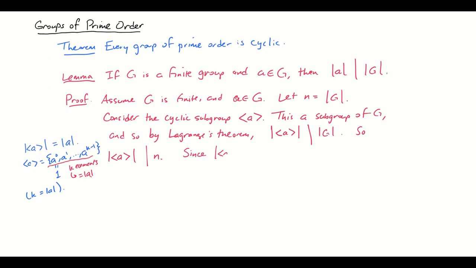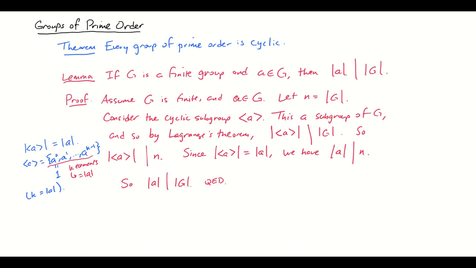Since the order of the cyclic subgroup generated by A is the same as the order of A itself, we have that the order of A divides N. So that means the order of A divides the order of G. And I believe we're done. That's what we wanted to prove. Yay. Okay, so that's cool. Not only do we know that the order of a subgroup has to divide the order of the group, the order of every element of a finite group has to divide the order of the group.